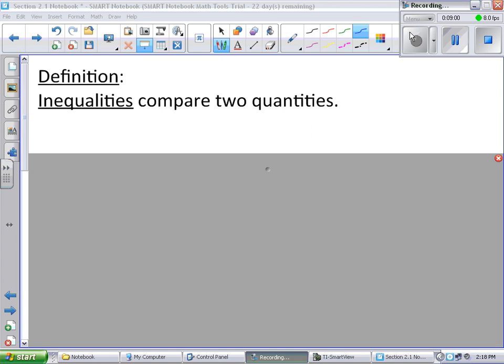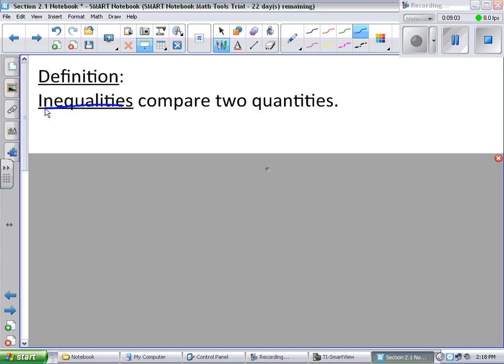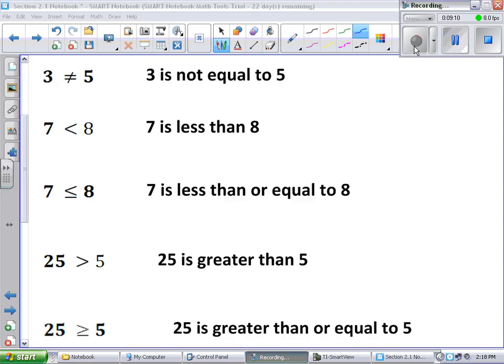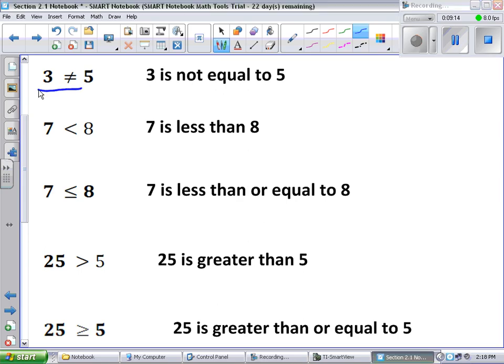Inequalities compare two quantities. Now, let's write some inequalities in words. The first inequality, 3 is not equal to 5, would be written 3 is not equal to 5. This is the symbol for is not equal to. The second inequality, 7 is less than 8. Notice that the inequality, the little end, always points toward the littler number.